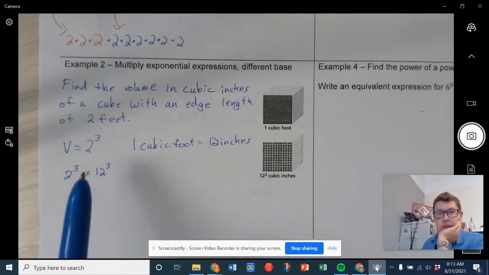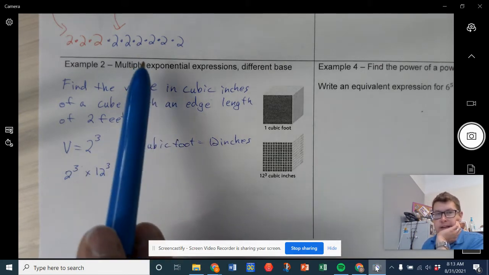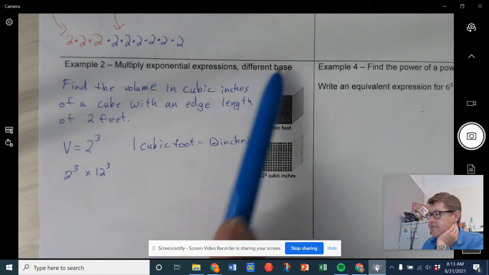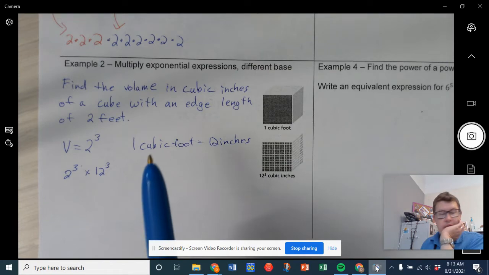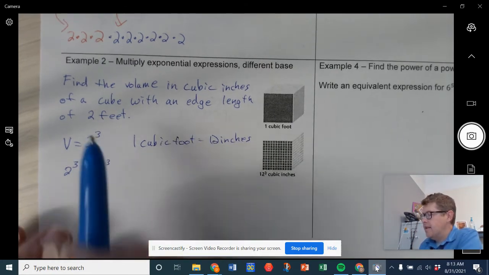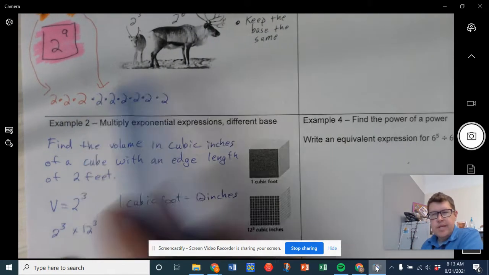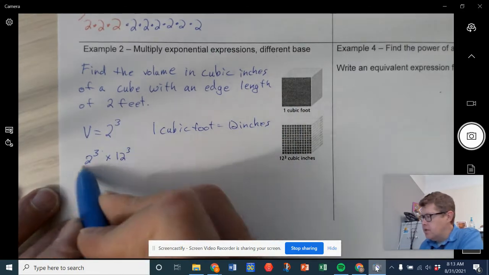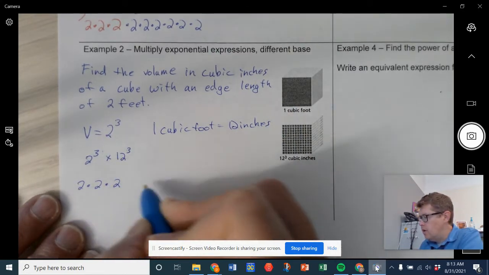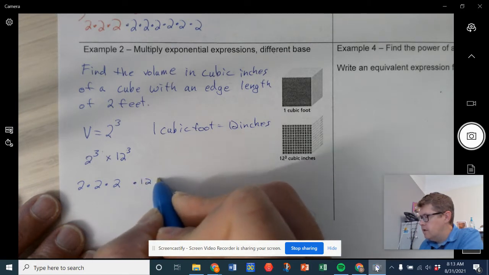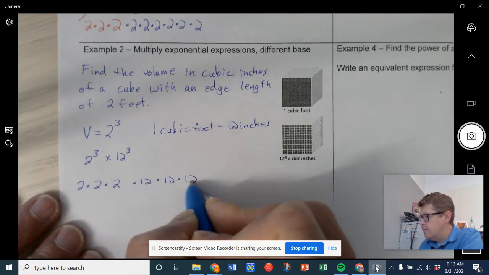And so the idea here is we're multiplying exponential expressions, but in this one we have the same exponents, different base. And so I'm going to do this in an expanded form so we can see it. So this 2 cubed becomes 2 times 2 times 2, and this 12 cubed becomes 12 times 12 times 12.